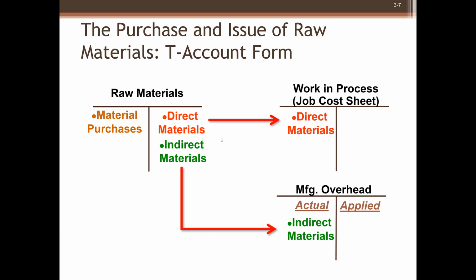For indirect materials used in production, such as supporting supplies, lubricants, we reduce raw materials, so we credit raw materials. But we debit manufacturing overhead. So you can see here, we debit indirect materials cost under manufacturing overhead, and we credit the amount under raw materials.